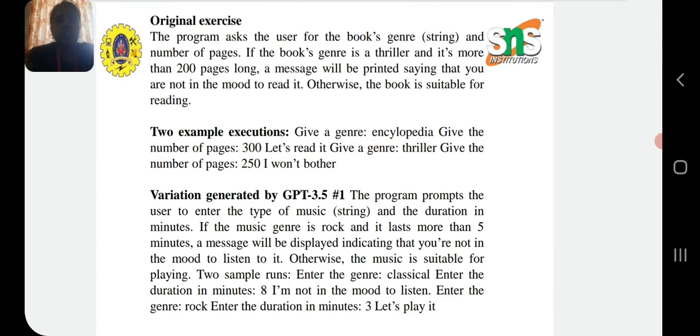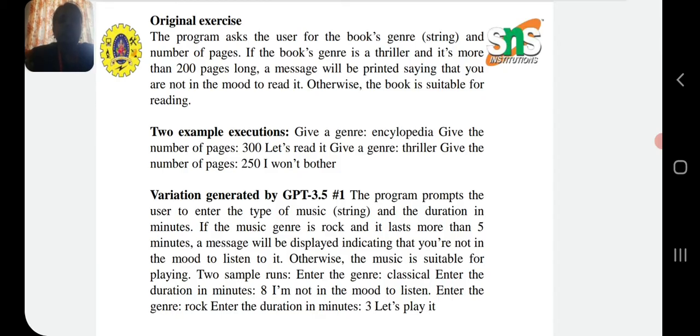Two example runs. Give a genre: Encyclopedia. Give the number of pages: 300. Let's read it. Give a genre: Thriller. Give the number of pages: 250. I won't bother. Now the variation generated by GPT 3.5, number 1. The program prompts the user to enter the type of music, a string, and the duration in minutes. If the music genre is rock and it lasts more than 5 minutes, a message is displayed indicating that you are not in the mood to listen to it. Otherwise, the music is suitable for playing.